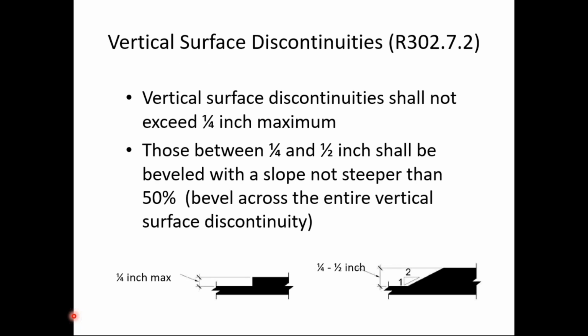PROWAG also addresses vertical surface discontinuities, or changes in level as it's sometimes called. And notice these cannot exceed a 1/4 inch maximum. Think about that, that's not very much. Those between a 1/4 and a 1/2 inch need to be beveled with a slope not steeper than 50% across the entire vertical surface discontinuity. So that's what we're showing over here. And of course, this could be done by grinding down, say, the higher elevation with a grinder device, or we could put in a wedge of concrete to create that ramped or beveled surface.